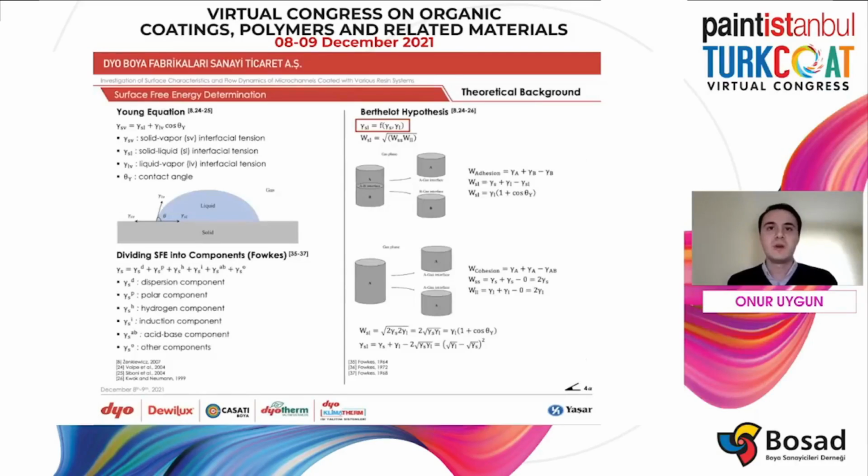After this, dividing surface free energy into different components is one of the key milestones in this field of research. And then Berthelot's hypothesis of adhesion and cohesion work comes, which explained the main variable which we cannot measure or determine by experimentation, which is interfacial tension between a solid and liquid. He said that interfacial tension between solid and liquid is a function of surface free energy of solid and surface tension of the liquid.